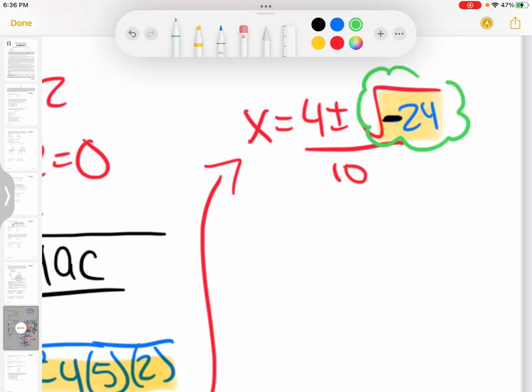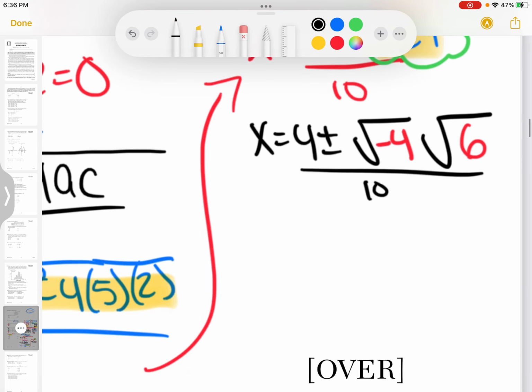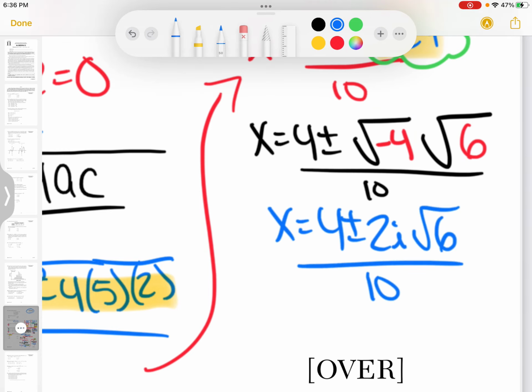So the next step I'm going to tackle is still this. So it's 4 plus or minus. When I simplify a radical, I need 2 radicals. The biggest perfect square that comes out of 24 is going to go under this one. So 24 can be divided by a 4. I'm going to put a negative 4 there, and negative 4 goes into negative 24 6 times. So a 6 goes under that one, and this is still all over 10. I'm going to finish simplifying this by taking the square root of negative 4. So it's x equals 4, plus or minus, that'll be a 2i radical 6, and that's all over 10.